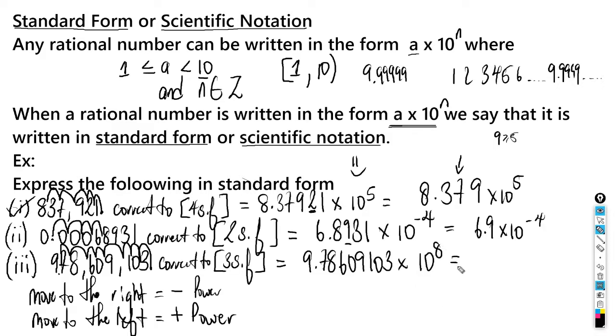But we need this in 3 significant figures, right? So we're going to look at the 3 plus 1th, which is the 4th significant figure. Is that 6? That 6 is greater than or equal to 5. It's true. So we're going to add a 1 to that 8, and we're going to get 9.79 multiplied by 10 to the 8, right? And this is the answer. All right, guys? Awesome.